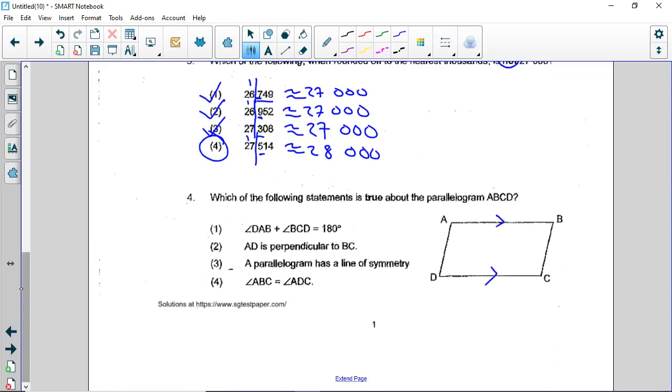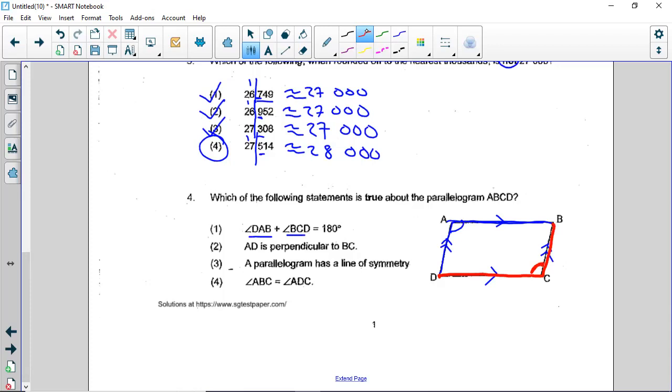You have 2 pairs of opposite lines that are parallel. All right, so DAB, where is your DAB? You have to recognize the angle, must know how to look for the angle, plus BCD. Where is the BCD? Let me use a red color, BCD. All right, so this angle, right? So when you add these 2 angles, is it equal to 180?